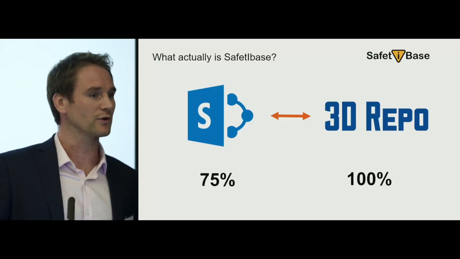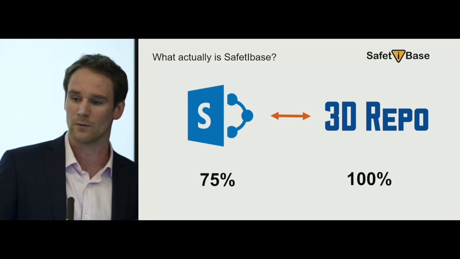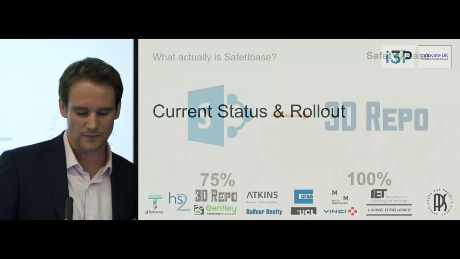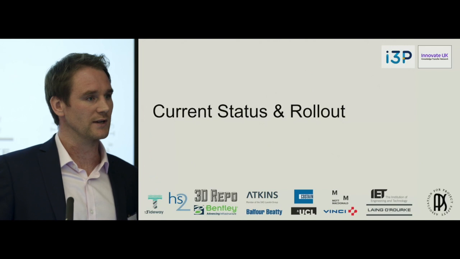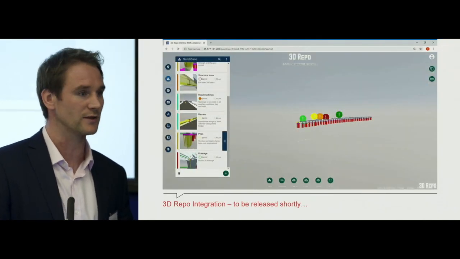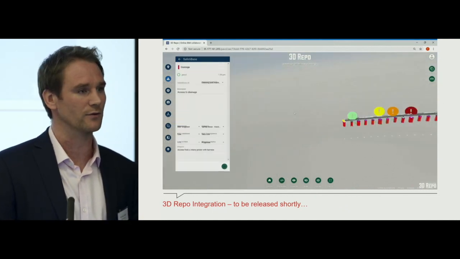The 3D repo functionality is complete. It was released on Friday, so you can go and use that now. And the SharePoint site, we're about 75% complete and nearly there with that functionality. So in terms of the current status and the actual rollout, the 3D repo integration is here, released on Friday, and you can see an example of that on the screen now.